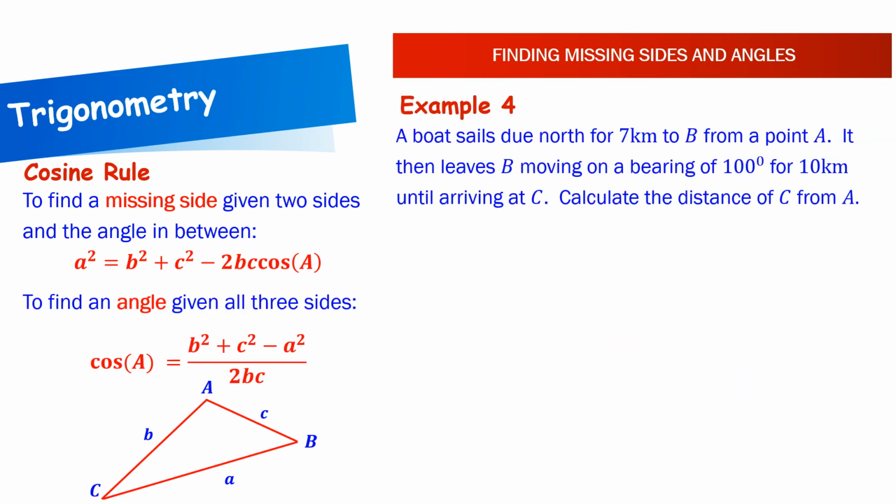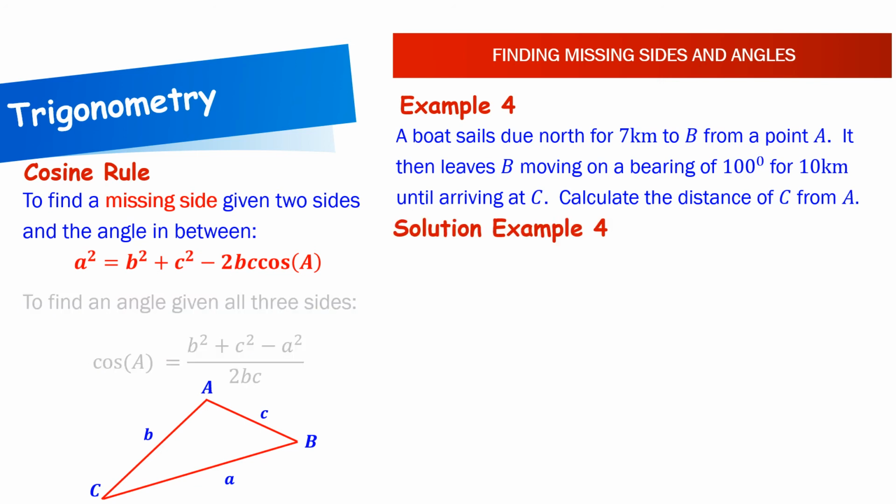Now let's have a go at example 4. A boat sails due north for 7 kilometers to B from a point A. It then leaves B, moving on a bearing of 100 degrees for 10 kilometers until arriving at C. Calculate the distance of C from A. Pause the video and have a go. Press play when you're ready to view the solution.